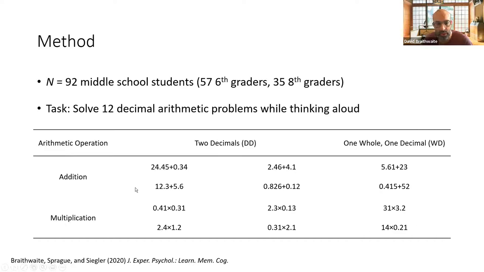For each arithmetic operation, we included some problems whose operands were two decimals, which I abbreviate as DD, such as 24.45 plus 0.34 or 2.4 times 1.2. And we also included some problems whose operands were one whole number and one decimal, which I abbreviate as WD, such as 5.61 plus 23 or 31 times 3.2.